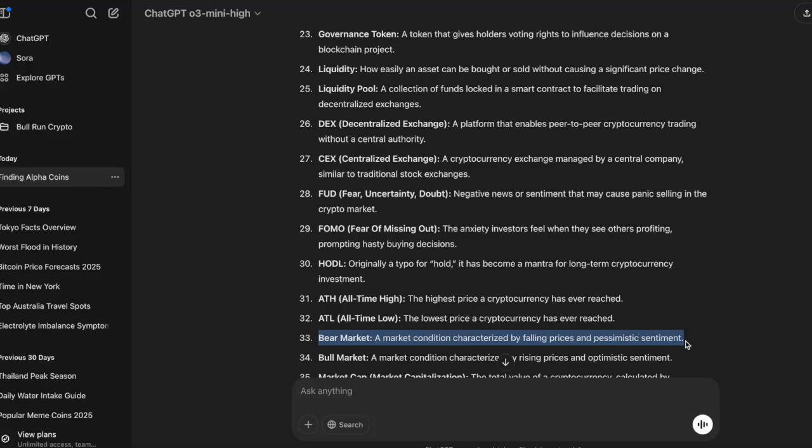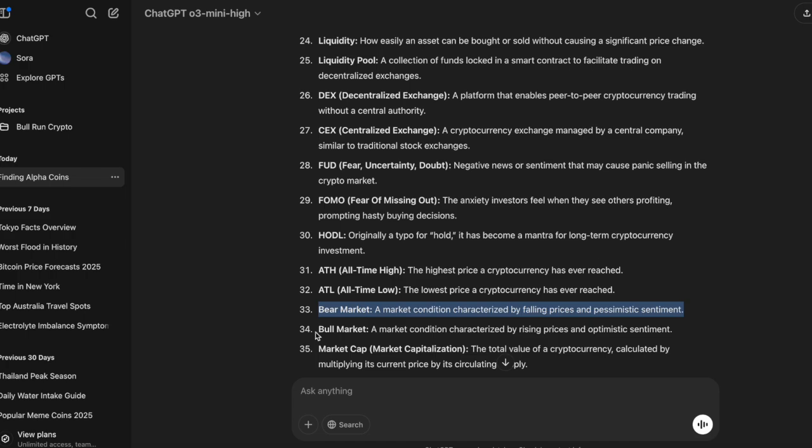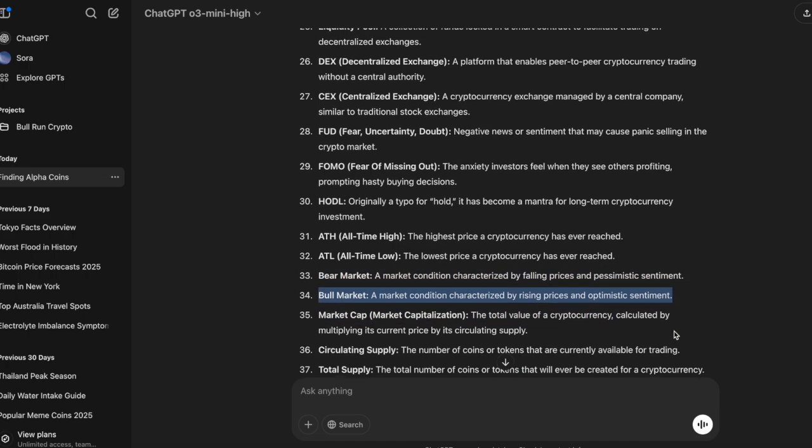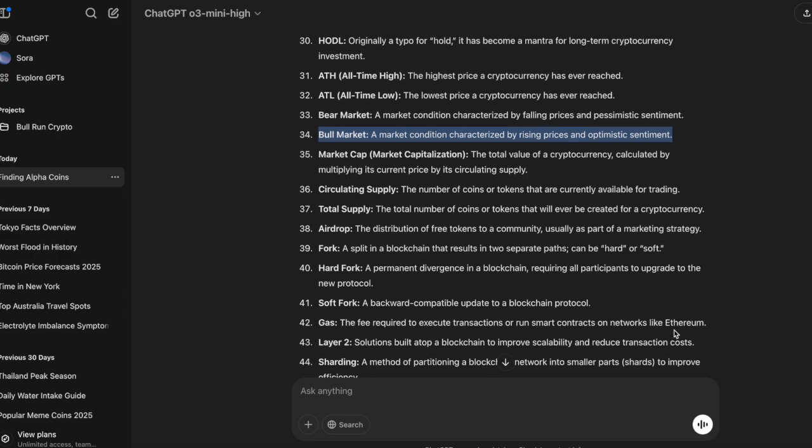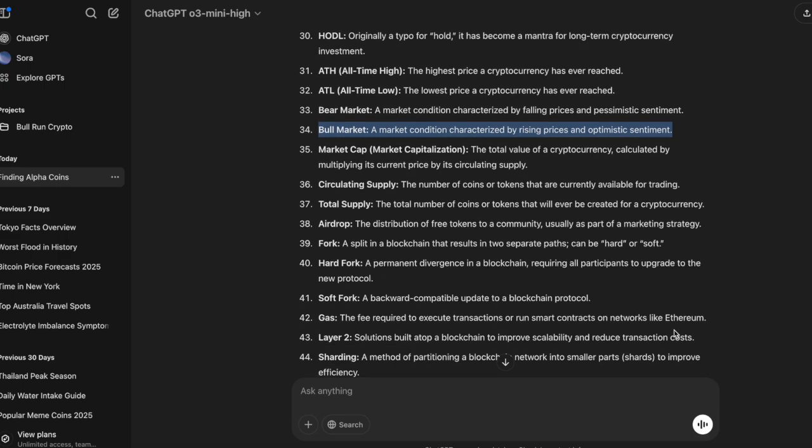When it's a bull market, a market condition characterized by prices rising and optimistic sentiment. Okay? So they say we're in a bull market. That means that we're looking at prices going up. Well, they have been rising for the last year or so, and people have been optimistic about that.